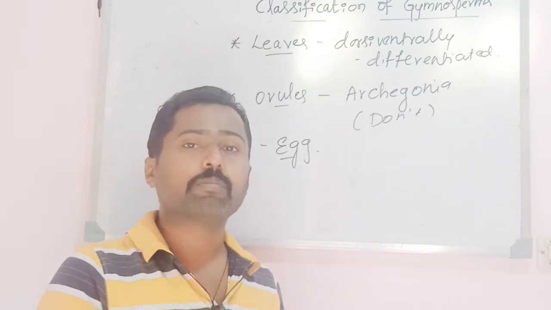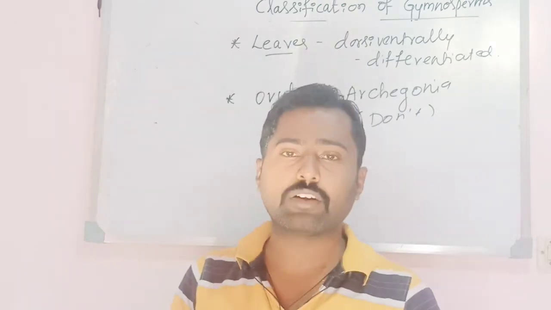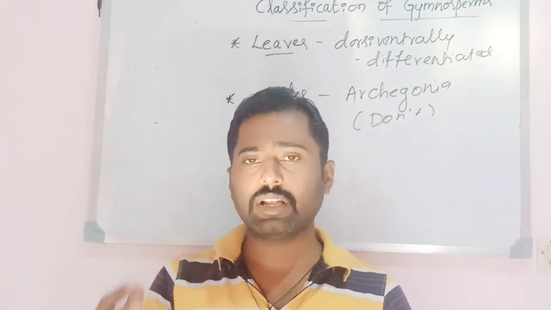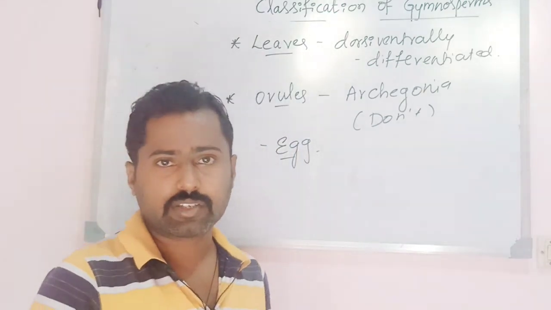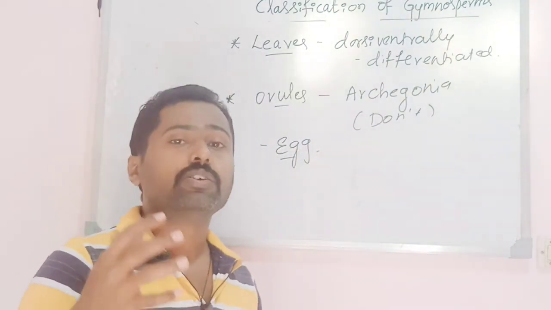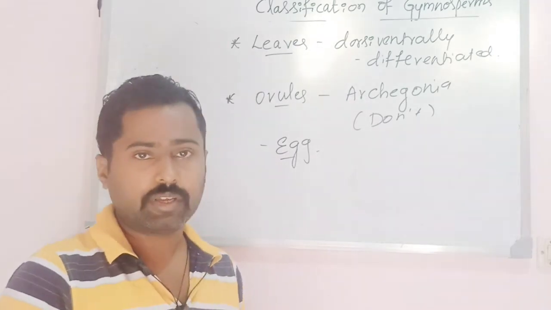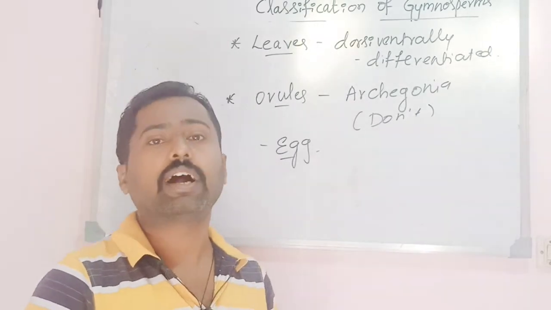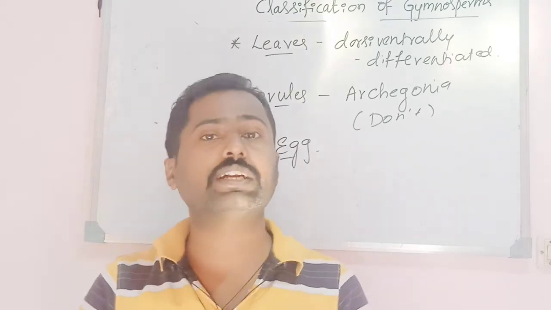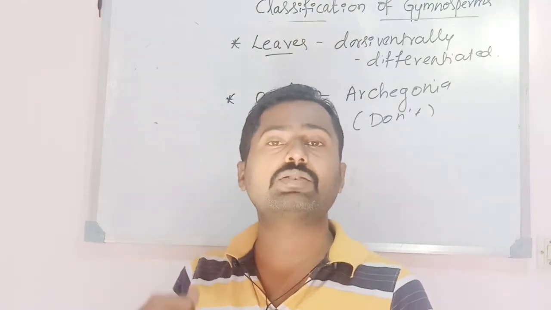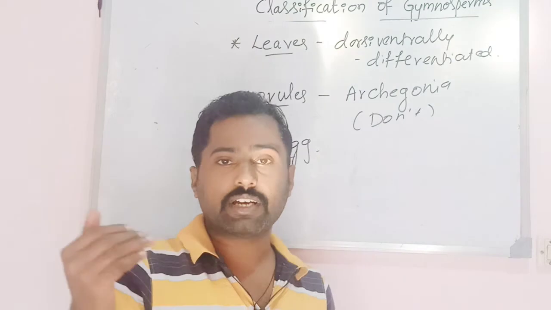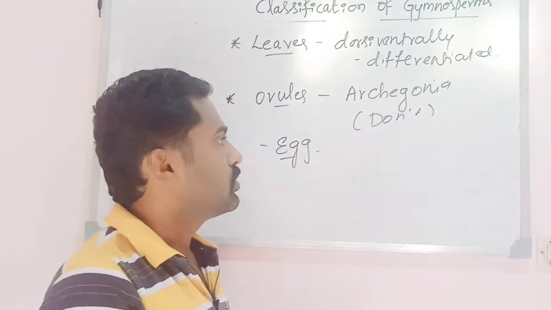So especially the members of Coniferopsida can be used in the manufacture of furniture and other things, even railway compartments. Mainly it can be used as timber. Tannins and resins can also be extracted from the members of Coniferopsida. And when it comes to the Gnetopsida members, they are the advanced members in the gymnosperms.